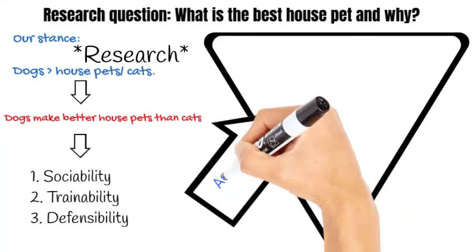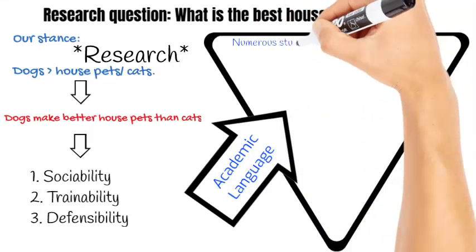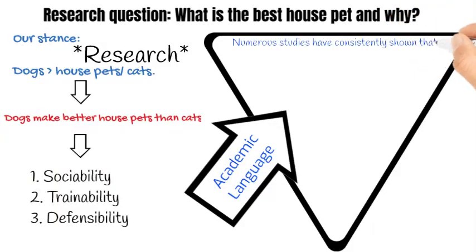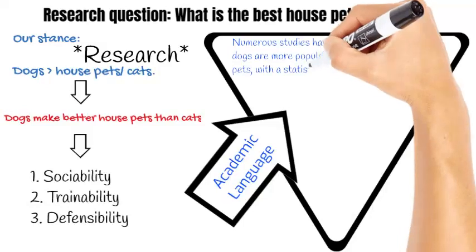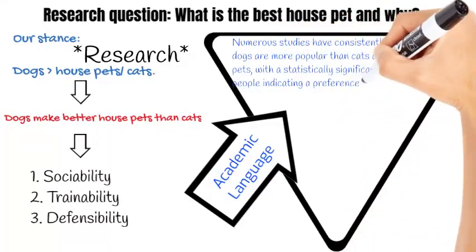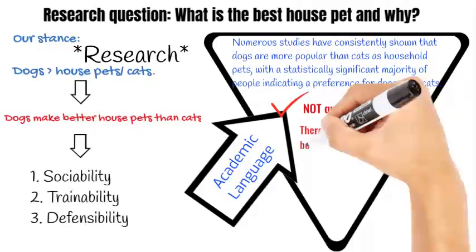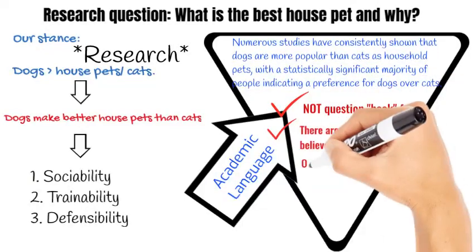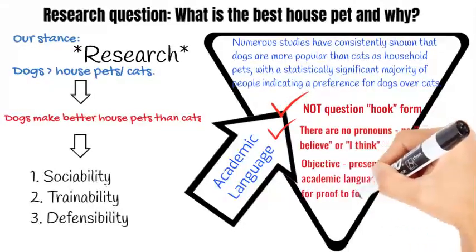Once we get used to writing these, we could write something in more academic language like, numerous studies have consistently shown that dogs are more popular than cats as household pets, with a statistically significant majority of people indicating a preference for dogs over cats. Notice that our opening sentence is not a question, it doesn't use any I language or pronouns, and it sets up an interesting objective point of view in academic language, indicating that facts will follow for proof of our opinion.